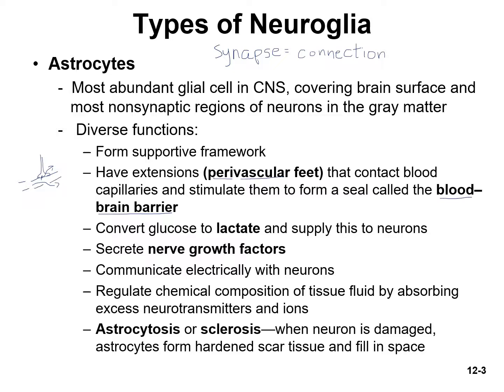So astrocytosis or sclerosis is the term for that, when you basically have damage to a neuron. And remember that neurons cannot undergo mitosis. So if you have extensive damage to a neuron such that the nuclear material is damaged, you're not going to see mitosis occurring there, and you're not going to see other forms of healing. You're just going to see scar tissue occurring there.